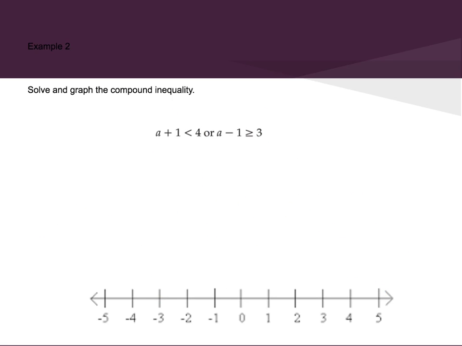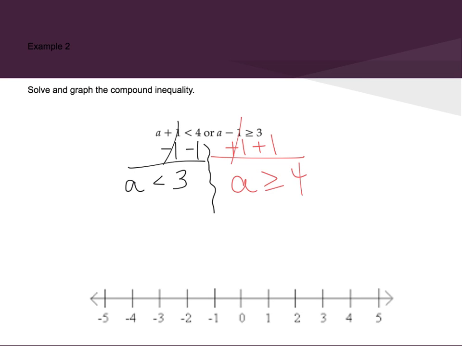Here is example 2. In this example, you're going to attempt it on your own. So you're going to pause the video, attempt it, and then watch me work out the answer. So pause the video. All right, so remember we treat them as separate entities when you see the word or. When we have a plus 1 is less than 4, I'm going to subtract the 1 from both sides, and I have a is less than 3. And then I'm going to do the same thing to the other side. A minus 1 is greater than or equal to 3. This time I'm going to add 1 to both sides, and I have a is greater than or equal to 4.